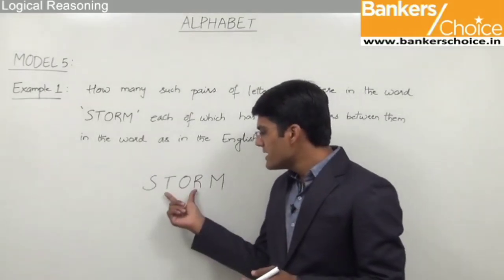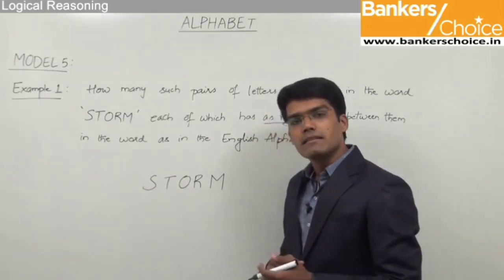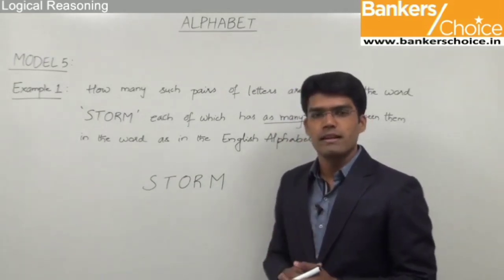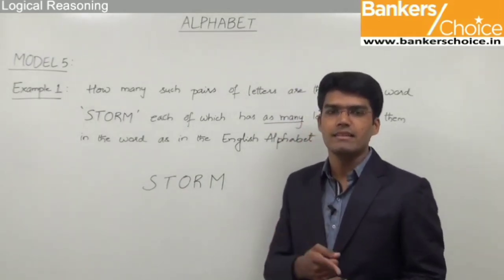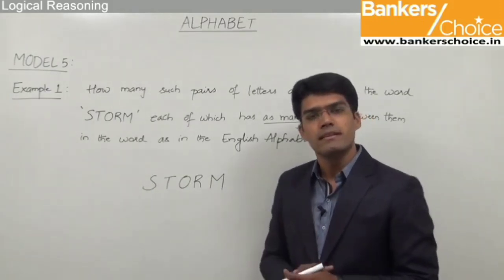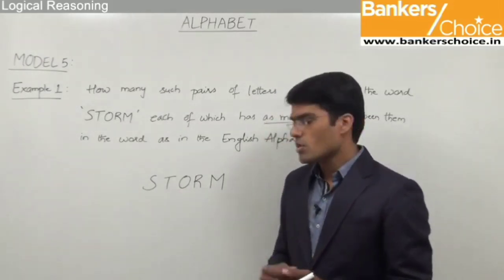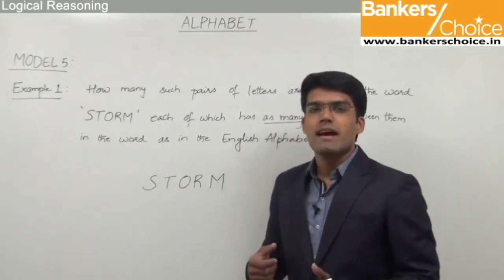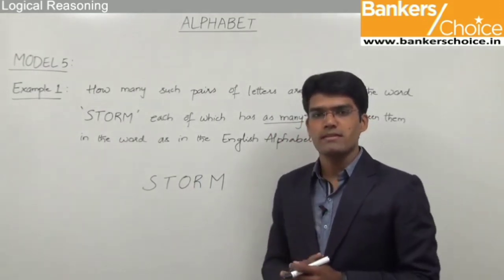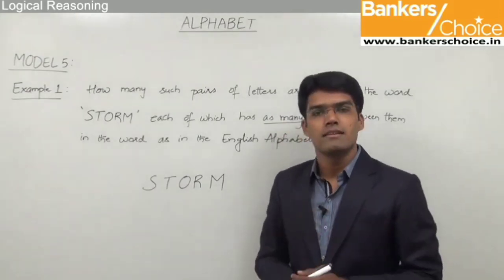Similarly, if you look at the letters T and R, here we have one letter between R and T, and that letter is O. And as per the English alphabet, if we read out the letters from R, we have R, S, T, U, V and so on. That means in between R and T, we have only one letter, that is S. And in the given word, we have only one letter O. So again, R and T can also be taken as a correct pair. So the idea here is to find out all such possible pairs which have the same number of letters between them in the given word as they have in the English alphabet.